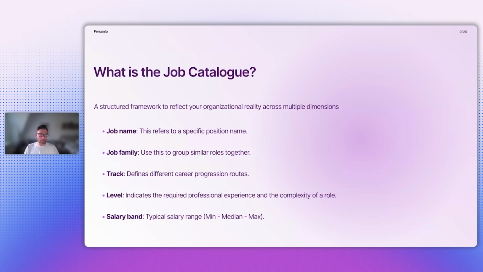A level is more or less the same as a grade. It indicates the required professional experience and the complexity of a role. The best example is a junior, professional, or senior HR manager. So it's the job HR manager, but it exists in different varieties and different levels. And the complexity of the role, and therefore the required professional experience, increases with seniority.